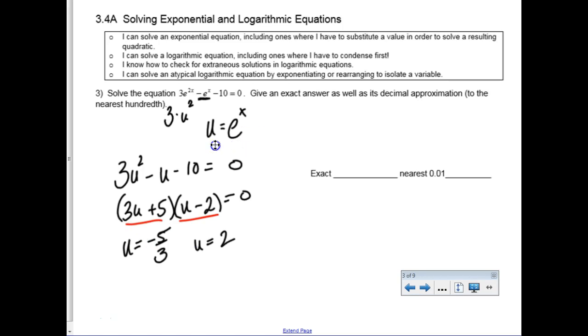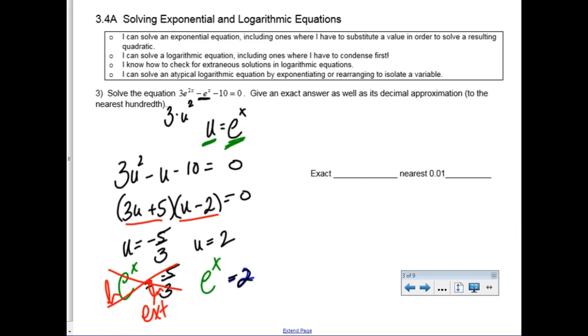But we have to go back and remember u is actually e to the x. So this changes back to e to the x equals -5/3, and this one changes back to e to the x equals 2. I don't know why I switched to blue there. Let's try that again. Alright, so this first equation that we have set up, e to the x equals -5/3, well, if you go to apply a natural logarithm here and here, you're going to end up with a non-real answer, an error, because you can't apply the natural logarithm to -5/3. So that's an extraneous factor.